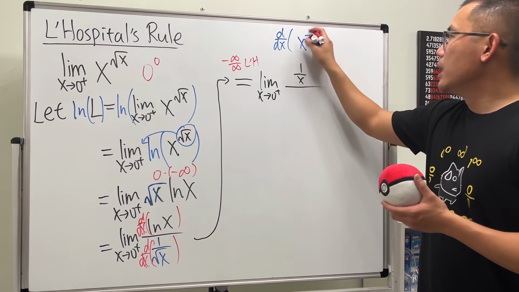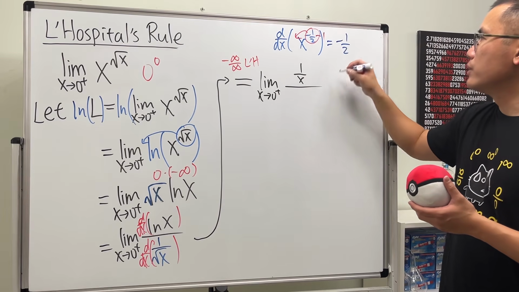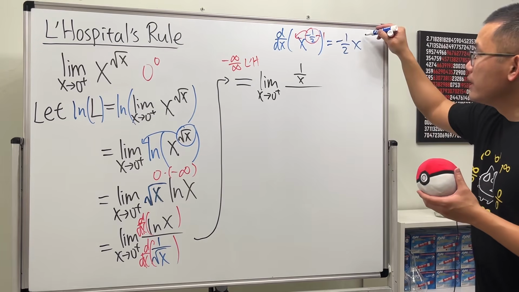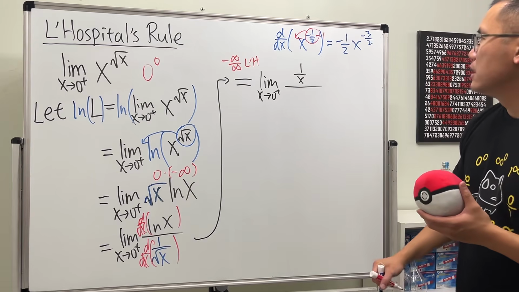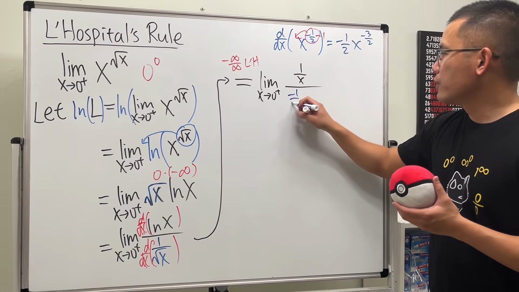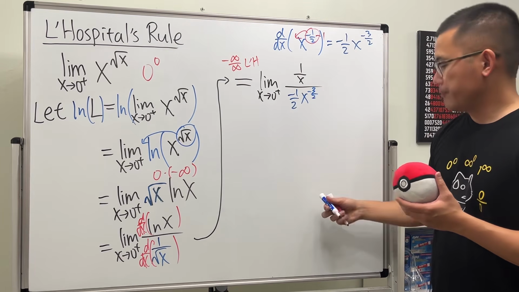From here, put the power to the front and then minus 1. We are going to get negative 1 over 2, and then x to the negative 1/2 minus 1, we get negative 3 over 2. So that's the derivative for that. And I'm just going to keep this as it is: negative 1 over 2, x to the negative 3 over 2 power.